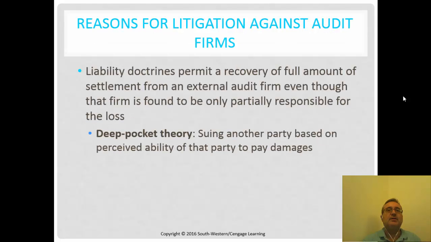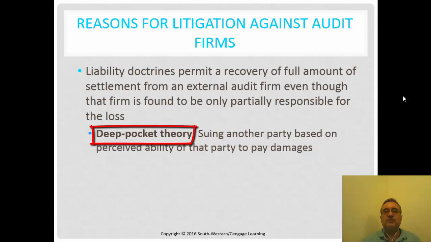The reasons for litigation against the audit firm, there's a couple of concepts that we need to understand. Legal liability doctrine permits a recovery of the full amount of settlement from an external audit firm, even though that firm is found to be only partially responsible. There's three concepts that we're going to talk about, and these are the three concepts that you need to understand and remember. The deep pocket theory.